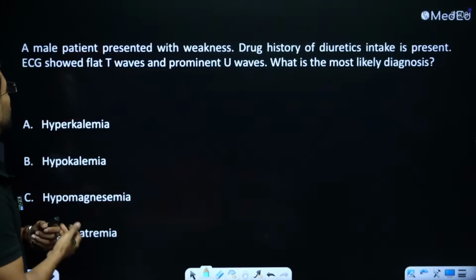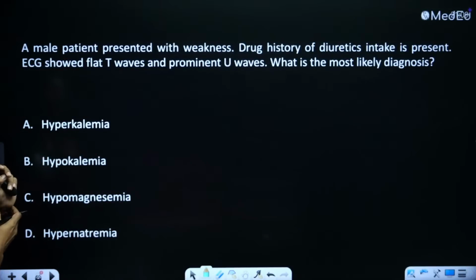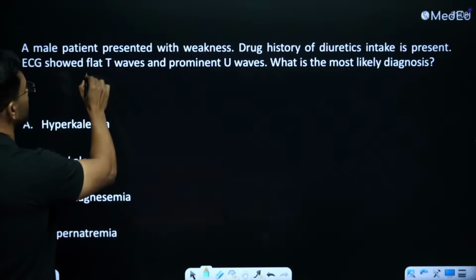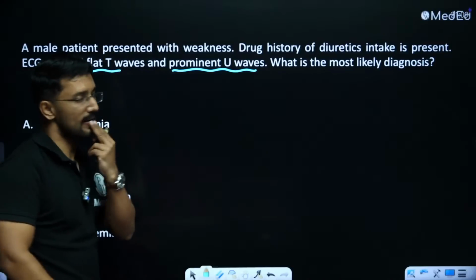Okay, so let's go to the next question now. A male patient presented with weakness. Drug history of diuretics intake is present. ECG showed flat T waves and prominent U waves. What is the most likely diagnosis?